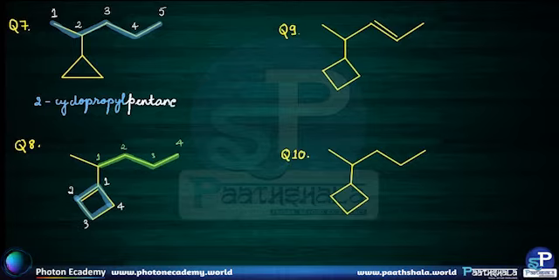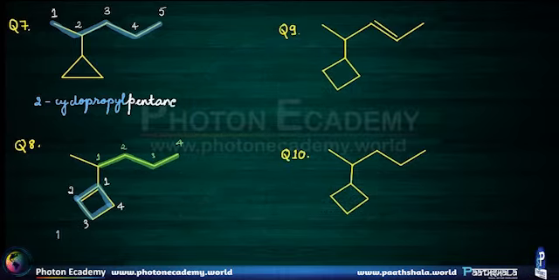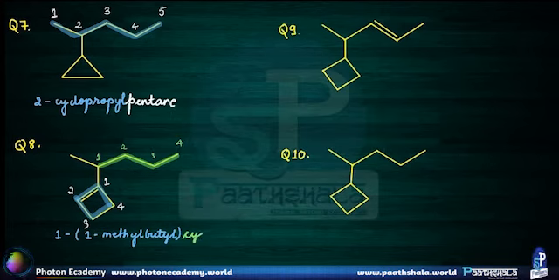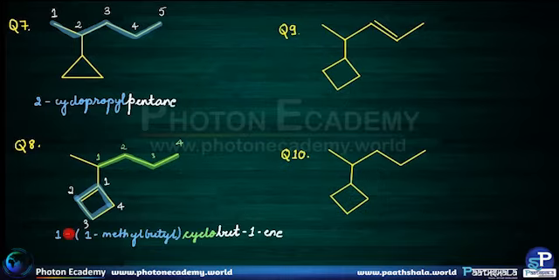So, the name of the prefix will be 1-methylbutyl. Because over here our cyclic ring is the main chain, we will put cyclo before the word root: cyclobutene. This is the correct IUPAC name for this compound.